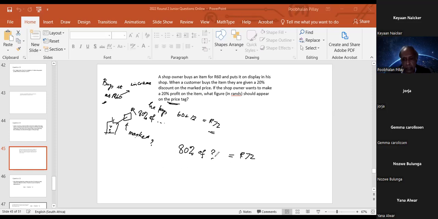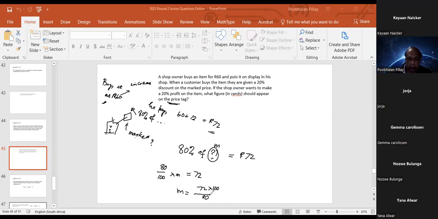So now, what is this market price? Let's call it M. So that's your equation. 80% of M is 80 over 100 times M equals 72. So M is equal to 72 times 100 divided by 80. Right? 80% of M is 72, so 72 times 100 divided by 80.